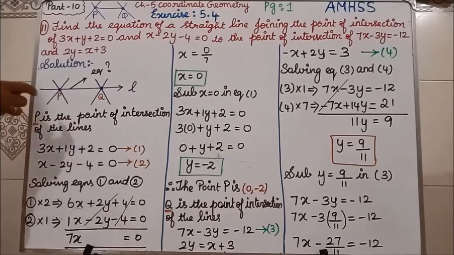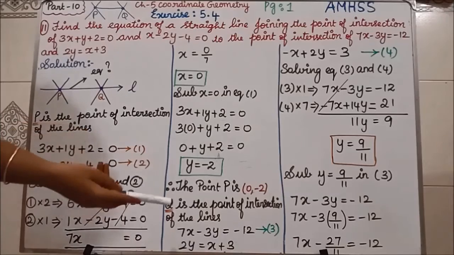Therefore the point P, what is the value? 0 comma minus 2. x comma y, like that format only you have to write. So 0 comma minus 2. Clear, students? Now we have got the point of intersection P. Next, what we have to do? The same procedure for the Q point we are going to find. Clear? For that another two equations we are having. We are going to solve those two equations using the elimination method. Now Q is the point of intersection of the lines.